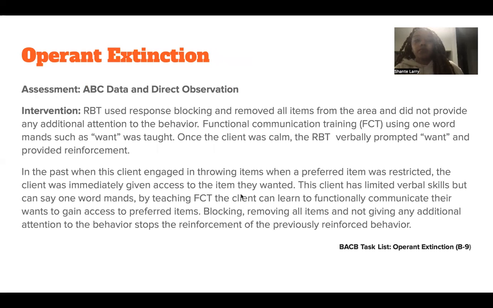First, the assessments used to determine the function of this behavior were ABC data and direct observation. Now let's get into operant extinction. Operant extinction, if I'm understanding it correctly, is when you are no longer providing reinforcement to a behavior that was previously reinforced.